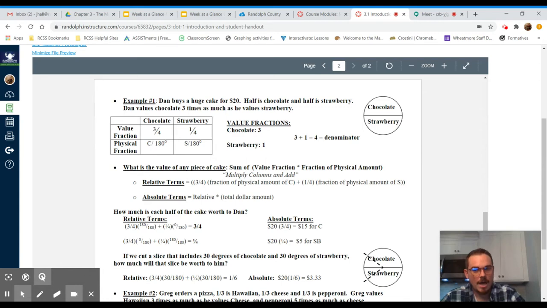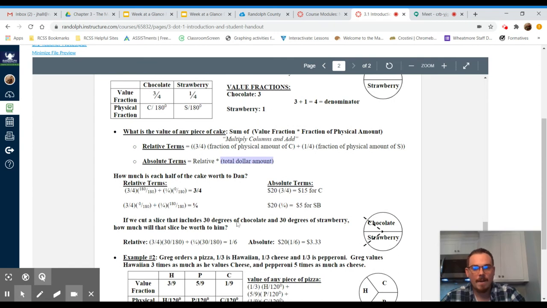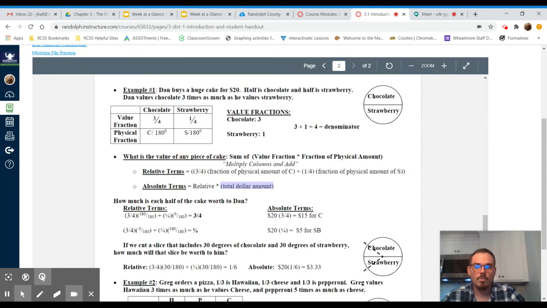The absolute terms, which is the dollar amount. Remember up here, Dan has a huge cake for 20 bucks. That's going to be the relative times the total dollar amount. Let's get to that down here in our answers. So about how much is each half of the cake worth to Dan? Well, we know that the chocolate is 3/4. We know that half of the chocolate is 180 out of 180, right? Because half of a cake, which is a circle, is 180 degrees.